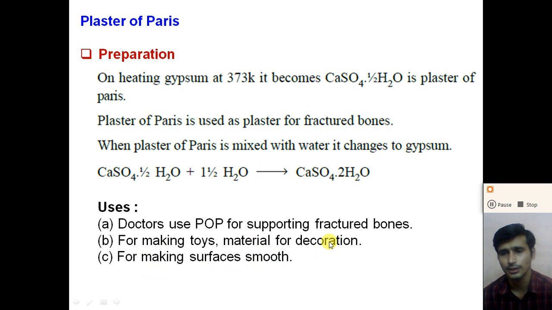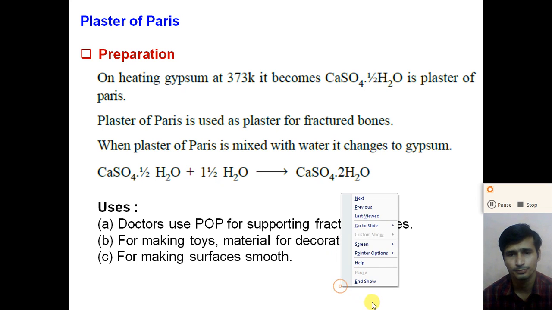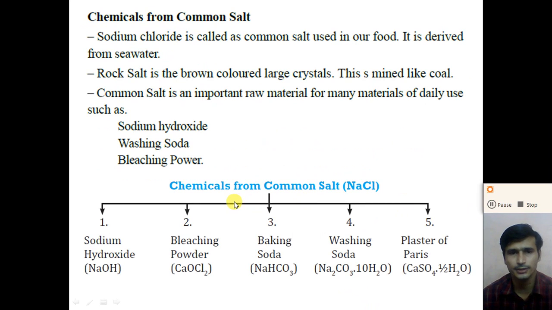So dear student, this point is very important. All the chemicals starting from sodium hydroxide, NaOH, are very important for the exam also. All the chemicals from common salt: sodium hydroxide, bleaching powder, baking soda, washing soda, and plaster of Paris. The preparation and uses of all these chemicals are very important for the exam.